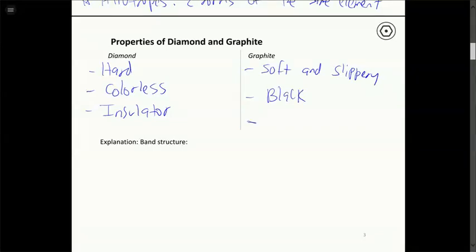And then, in terms of electrical properties, it's a conductor. So it conducts electricity very well, and that's related to the delocalized pi electrons that it has, which carry charge through those delocalized layers.